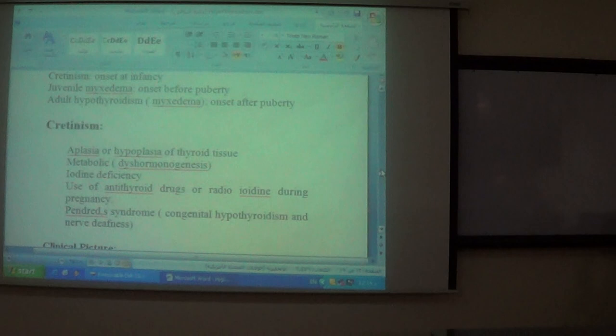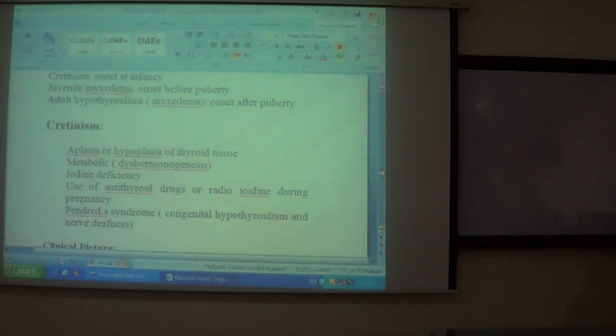Cretinism, as we have just said, is due to aplasia or hypoplasia of thyroid tissue, dyshormonogenesis due to enzymatic block in the process of hormone synthesis, iodine deficiency, or use of antithyroid drugs during pregnancy. The mother uses antithyroid drug during the pregnancy.